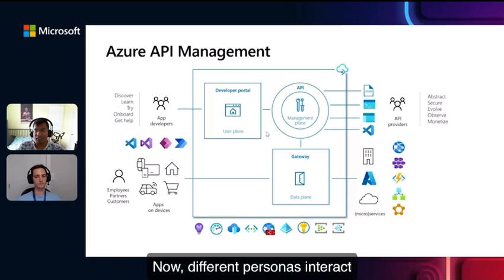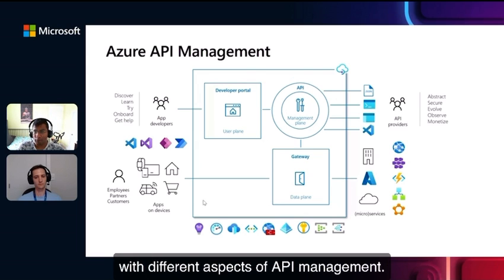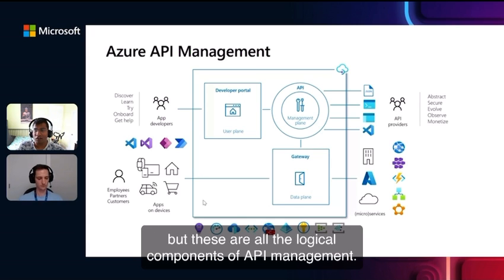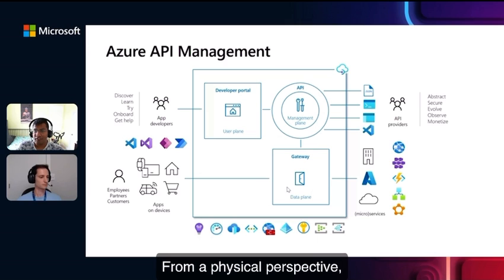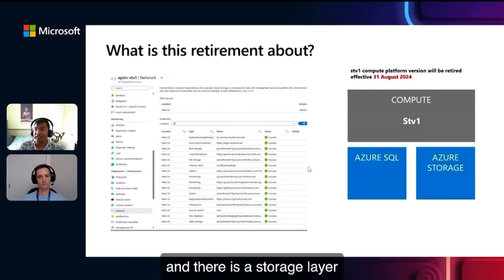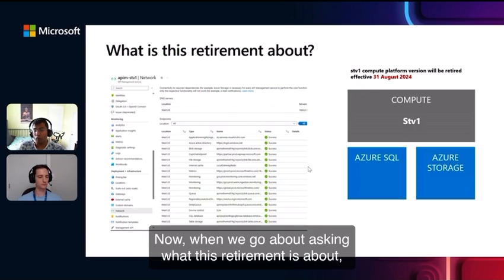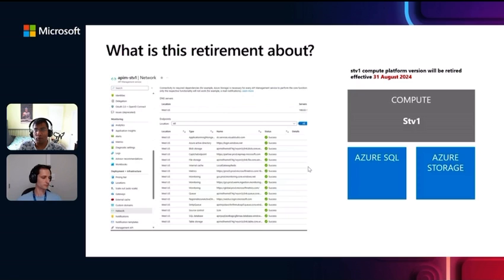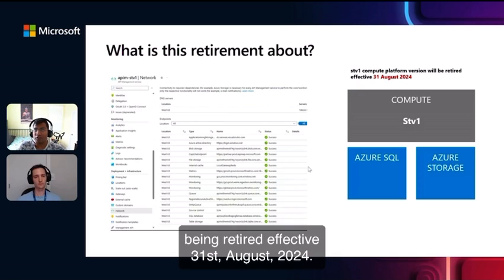Now, different personas interact with different aspects of API management. This is what we see at a high level from the portal, but these are all the logical components of API management. From a physical perspective, API management consists of two main architectural components. There is the compute platform where all these logical components run, and there is a storage layer where the metadata is persisted. Now, when we ask what this retirement is about, the retirement is about the compute platform version STV1 being retired effective 31st August 2024.